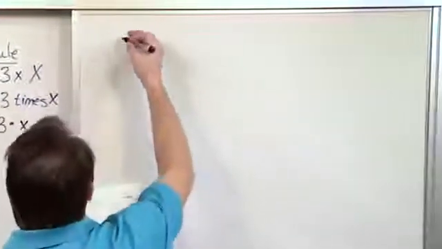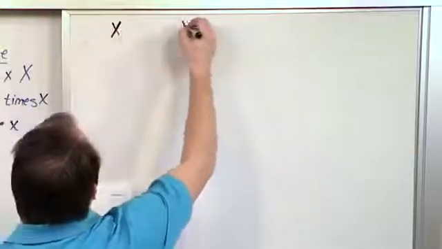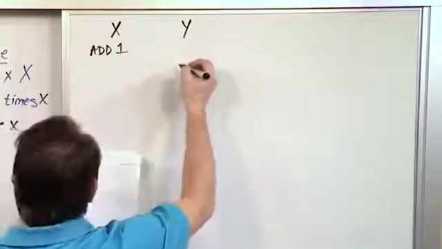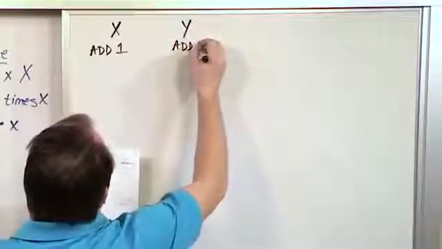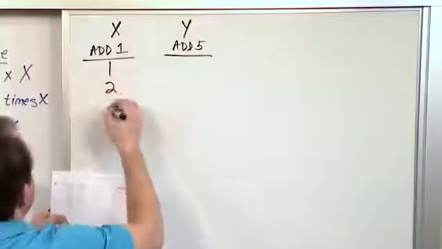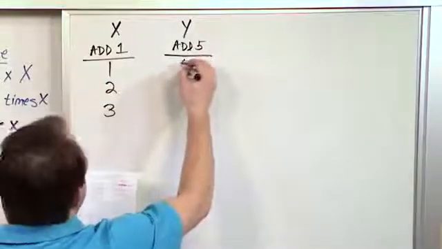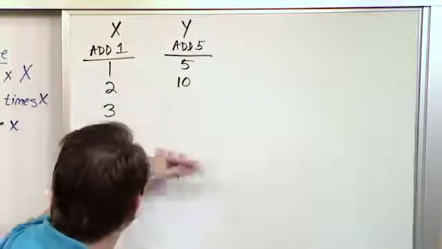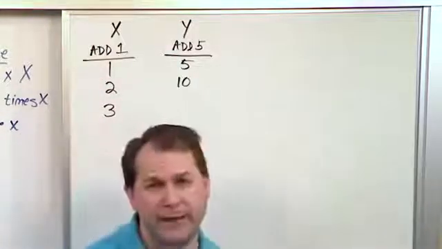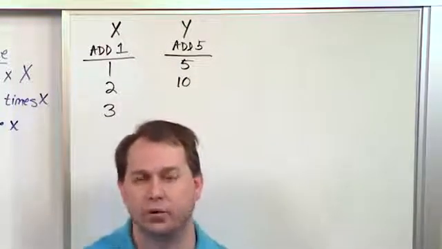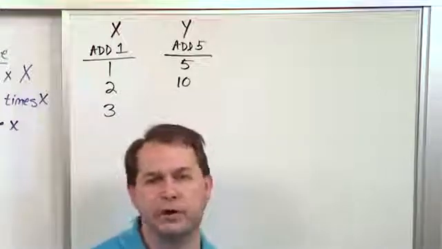So let me give you the first part here. We're going to have an x and a y column. For the x column, we're going to add 1. That's going to be the rule. And for the y column, we're going to add 5, like this. And what I'm going to give you is 1, 2, 3, and 5, and 10. And we want to fill out this table. First of all, we want to fill it out so we have 4 rows there. We want to write down the ordered pairs that we have, and we want to see if we can figure out a rule that helps us relate the ordered pairs, the numbers inside of the parentheses, to one another.